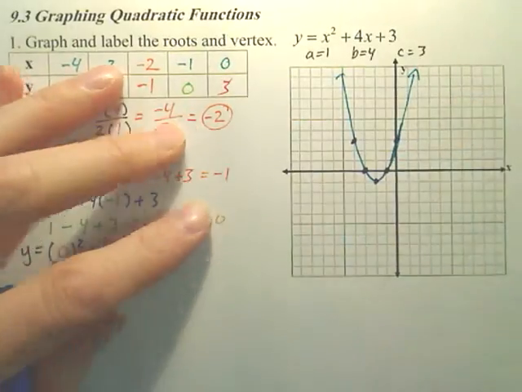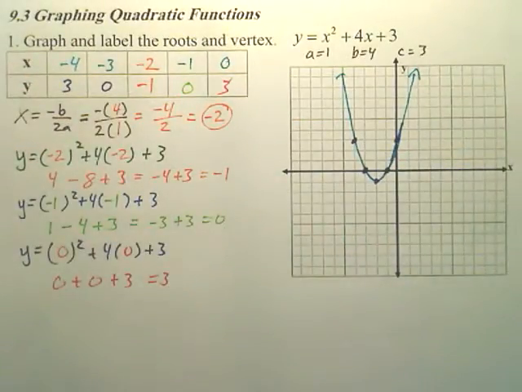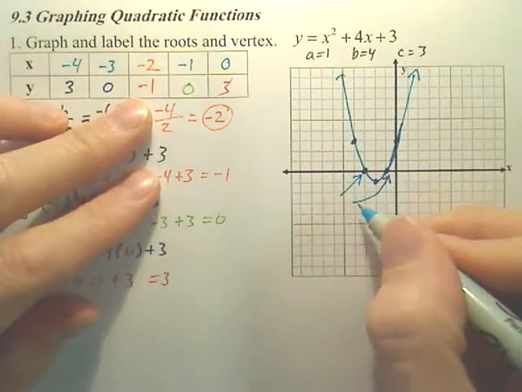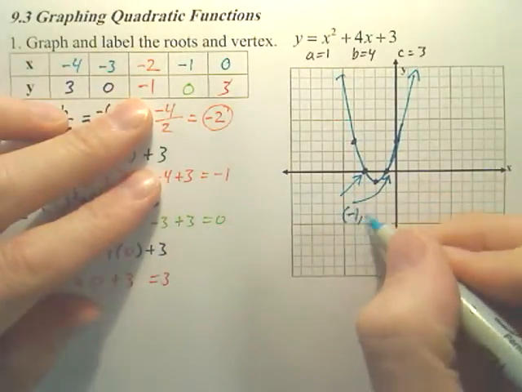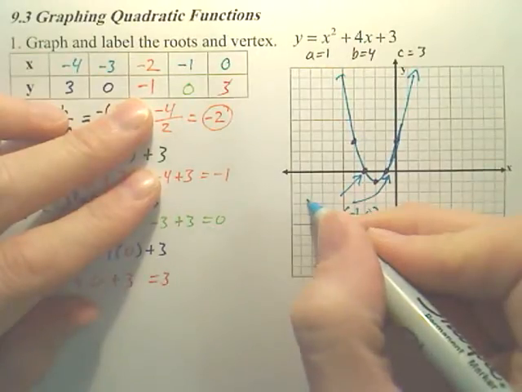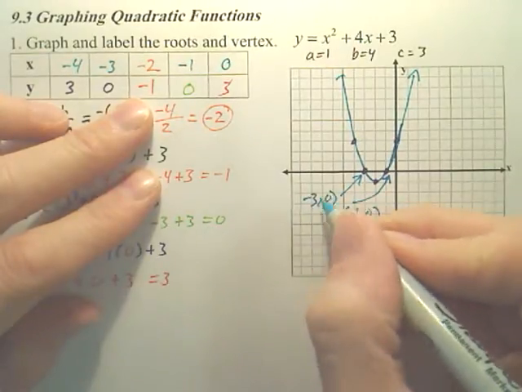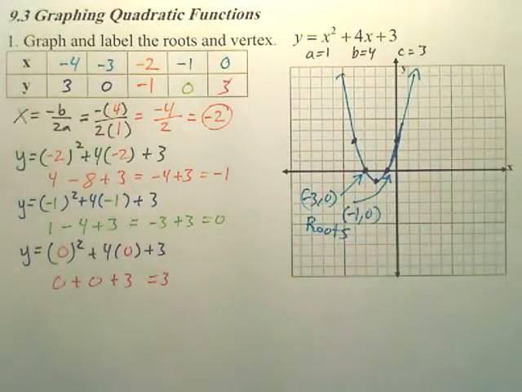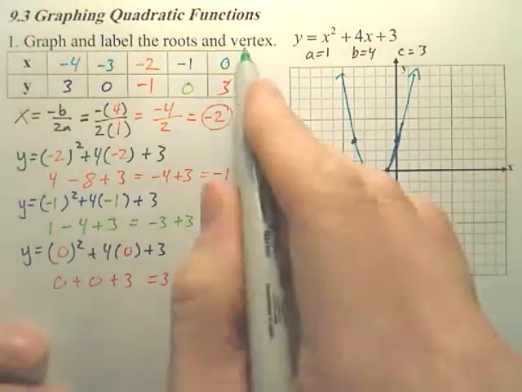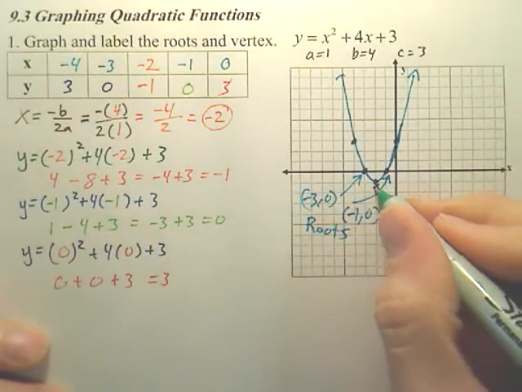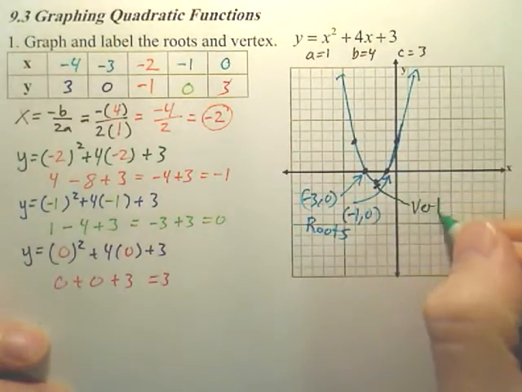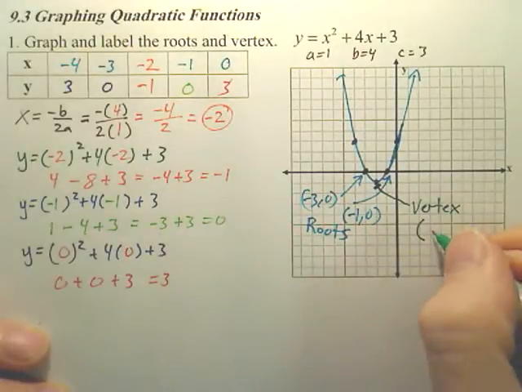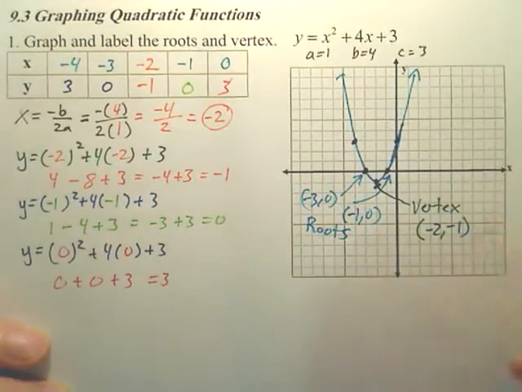Okay. Now parabolas are U-shaped. And then if I want to label my roots, well, those are my roots. This one is negative 1, 0. And this one is negative 3, 0. Those are my roots. And if I want my vertex, this is the vertex right here. That's my vertex. It's that lowest point, the turnaround point. And that coordinate would be negative 2, negative 1.